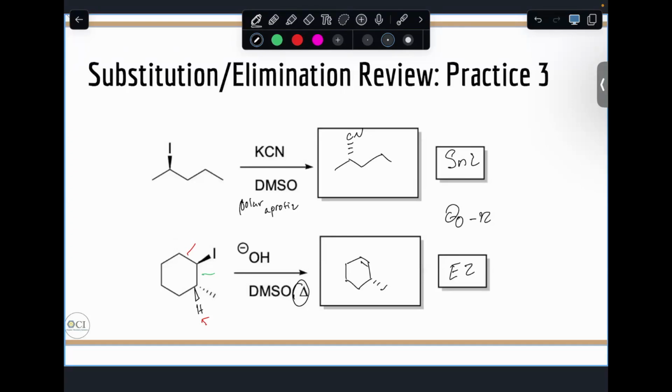Any questions on this? Yeah, so heat overrides the DMSO. DMSO would favor SN2, but since there's heat, the heat is greater than... Well, I assume this already favors E2 a lot. So the DMSO and the heat probably almost cancel each other out, right? Does that make sense? Probably around there. So it still favors E2 a lot more.